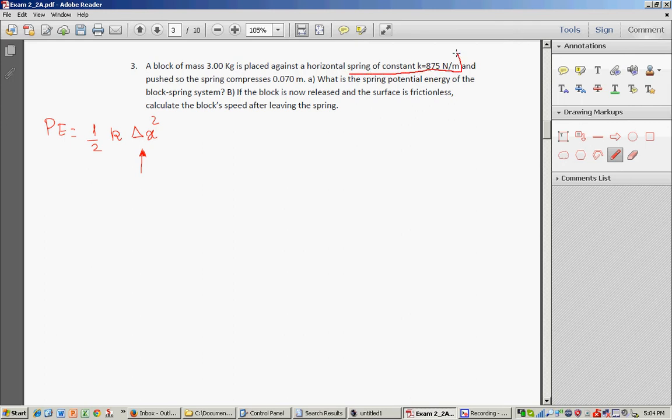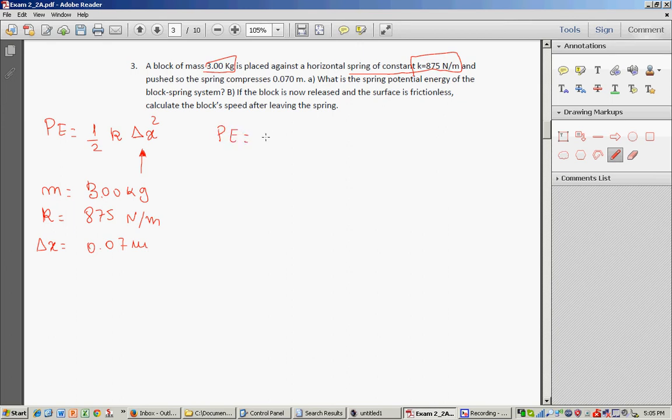The spring constant is given, right here, K, right? So the block has a mass of 3 kilograms, so let's use our given information, 3 kilograms, that's the mass of the block. The spring constant K is also given, 875 Newton per meter, and how much the spring has been compressed is 0.07 meters. So what is the spring potential energy?